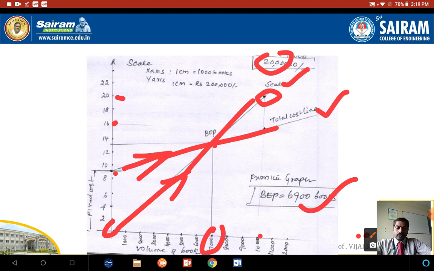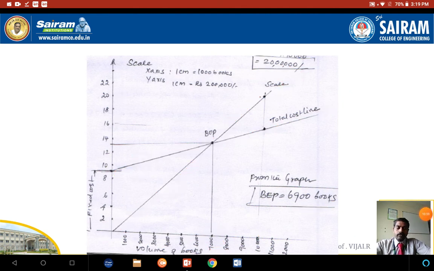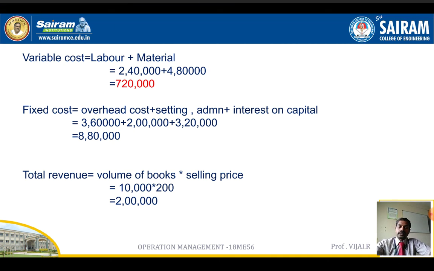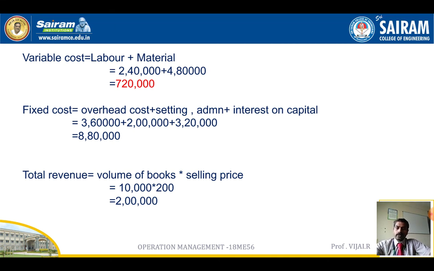So next, what we have to do is the break even point. Once you calculate it, this is what gives your no profit no loss point. So 6,900 is the answer here. And next problem.